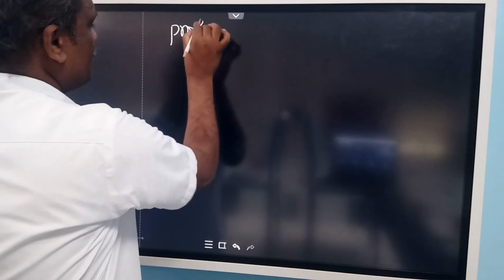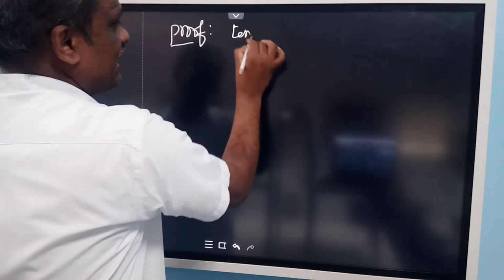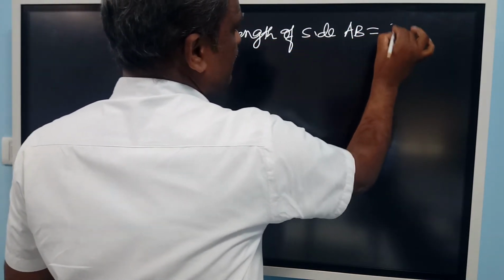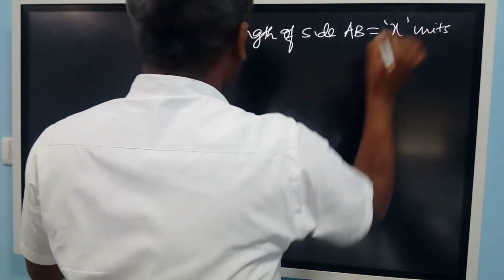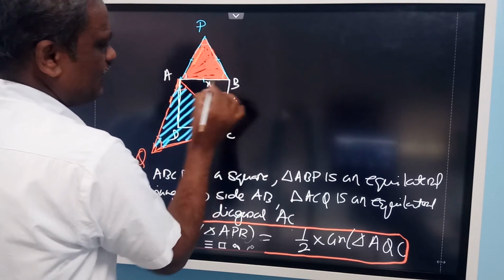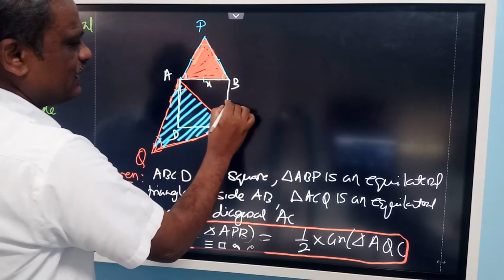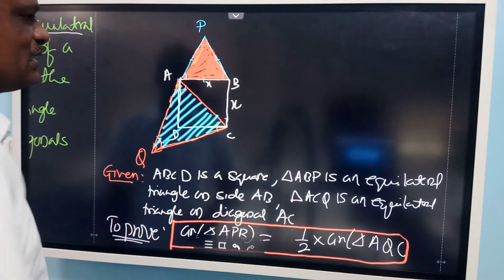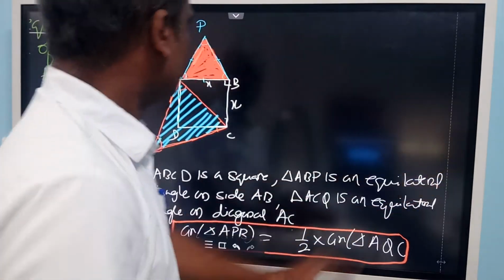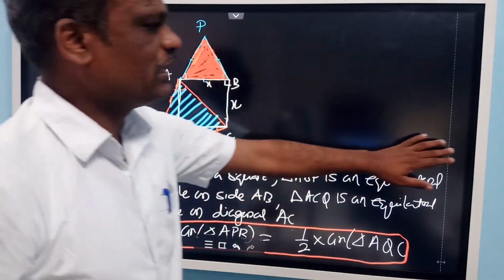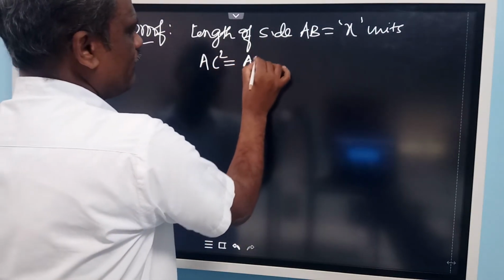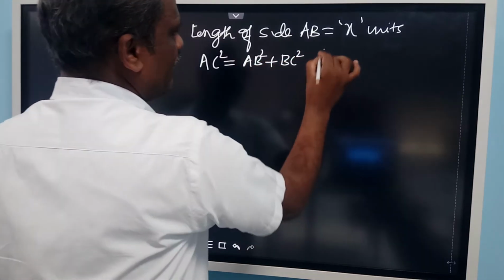So let us take the length of side AB equal to x units. You can write this length of the side as x units. So AB, BC are all equal to x only. If I take AB as x, BC also x, CD also x. Now in this triangle ABC, you can find AC. It is a right triangle. Apply the Pythagoras theorem as you have learned in the lower classes. So therefore, AC square is equal to AB square plus BC square by Pythagoras theorem.